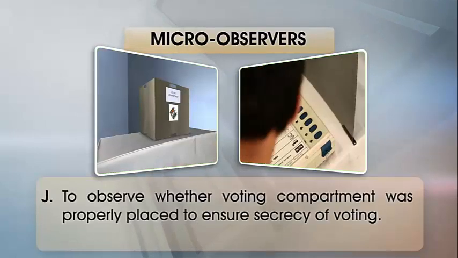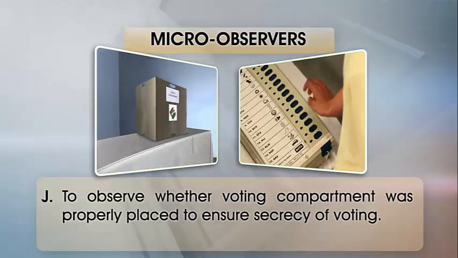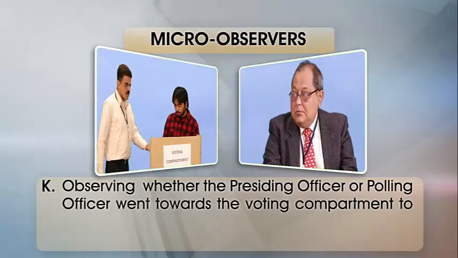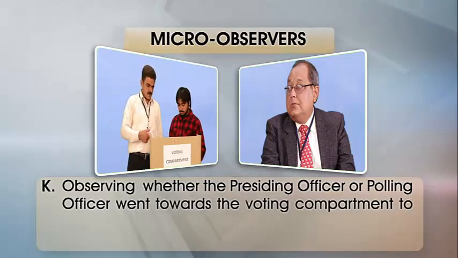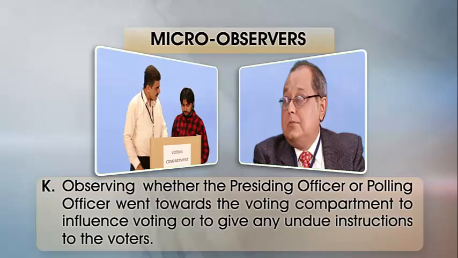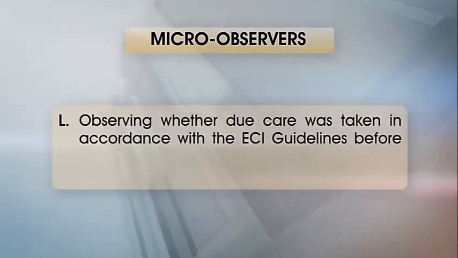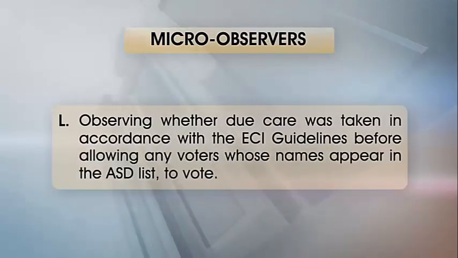To observe whether voting compartment was properly placed to ensure secrecy of voting. Observing whether the presiding officer or polling officer went towards the voting compartment to influence voting or to give any undue instructions to the voters. Observing whether due care was taken in accordance with the ECI guidelines before allowing any voters whose names appear in the ASD list to vote.